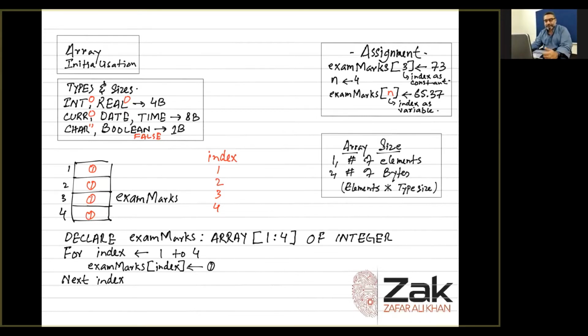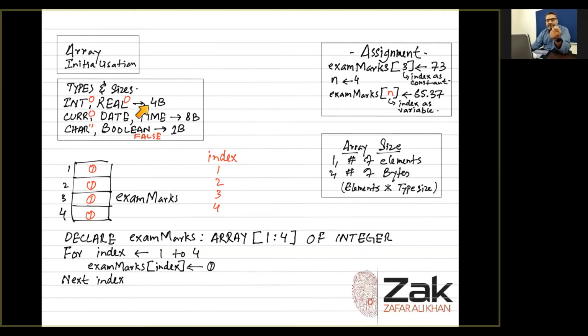Now, array size. The size of the array might be asked in two terms. Number one, how many elements are there? That is very simple. You're going to count it. 1, 2, 3, 4. There are 4 elements in there. And number two, what is the size of this whole array in bytes? As we have discussed, there are different sizes for different data types. So for the integer, the size is 4. Since this array is made up of integers, every single element is 1 integer and every single integer is of 4 bytes.